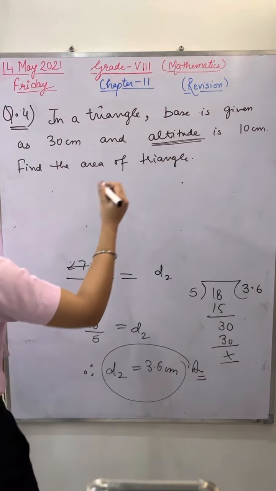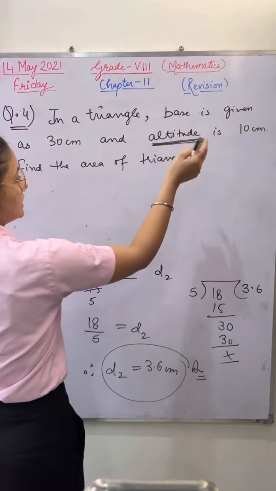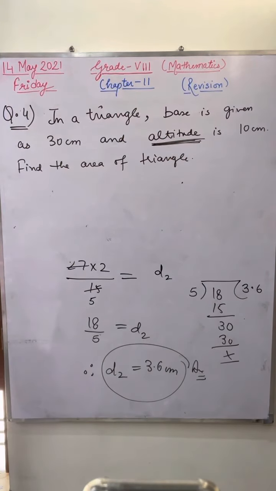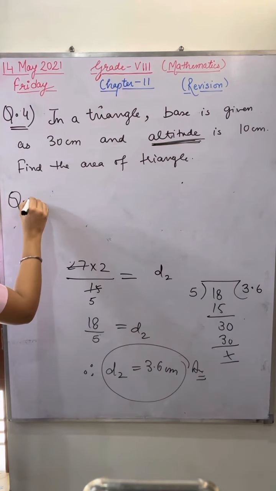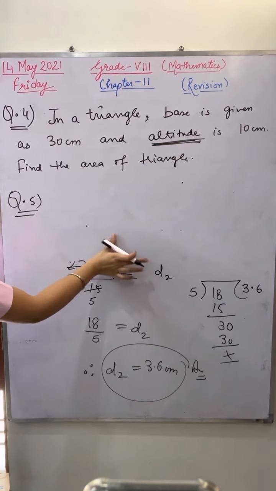Okay. What is the altitude? First of all, tell me. Base is given and altitude is given. Altitude is what? Very good. That is height. Altitude is height. Now find out the answer. Very good. It is very, very easy. Yes. One more question. Then we'll discuss both together.